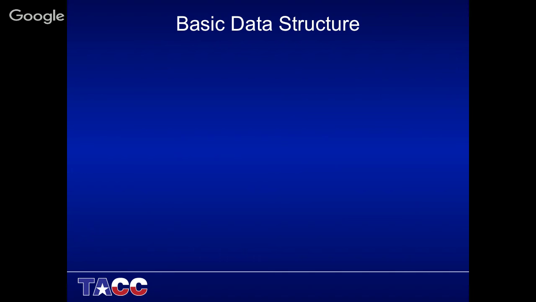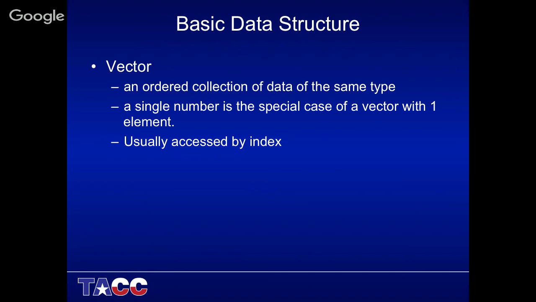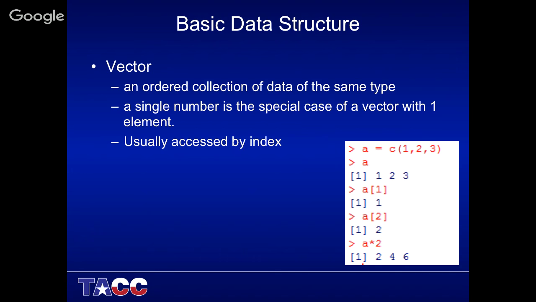And so with that, we'll just start with some basic data structures supported in R. One is the vector. We've already seen it, which is basically a collection of variables of the same type, and you can usually access them through an index. So we've already seen a collection of 3 integers assigned to a variable, and you can index into it.